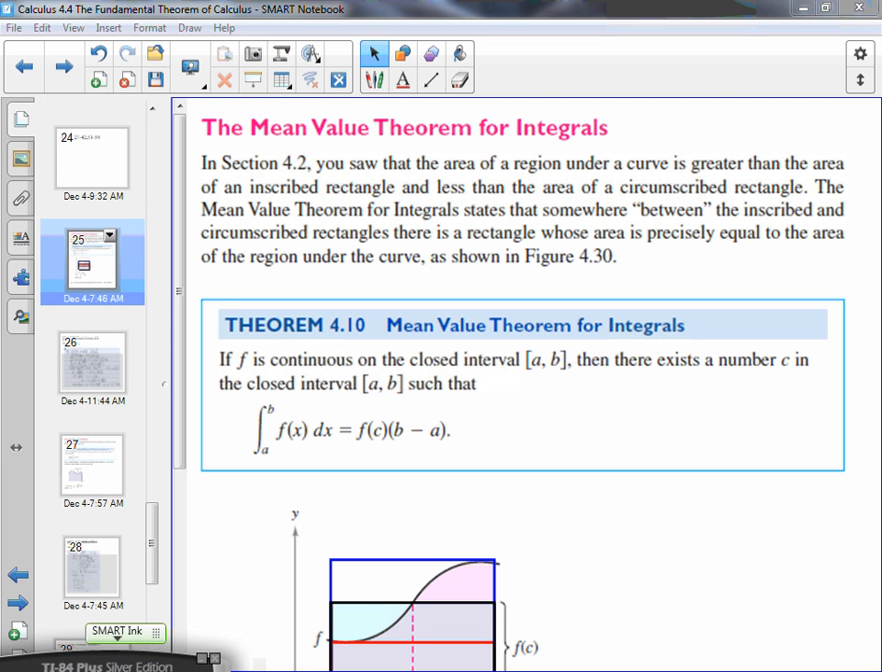On page 285, we have the mean value theorem for integrals.